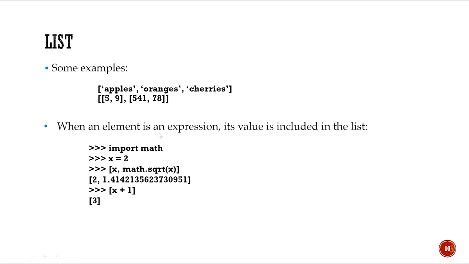When an element is an expression, its value is included in the list. So here, we import math. We define a variable named x equal to 2, and then we have a list. This list has 2 items. The first one is x, and the other one is the square root of that number. That's why we are importing the math module. Let's try to implement this.